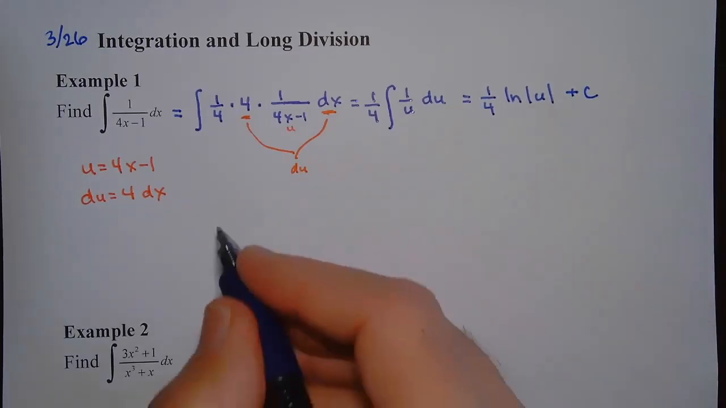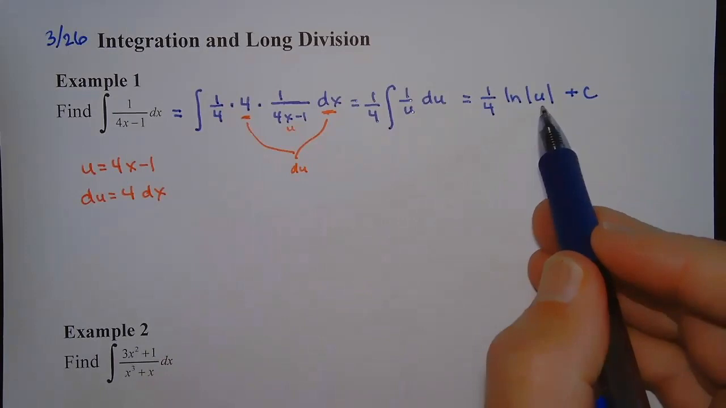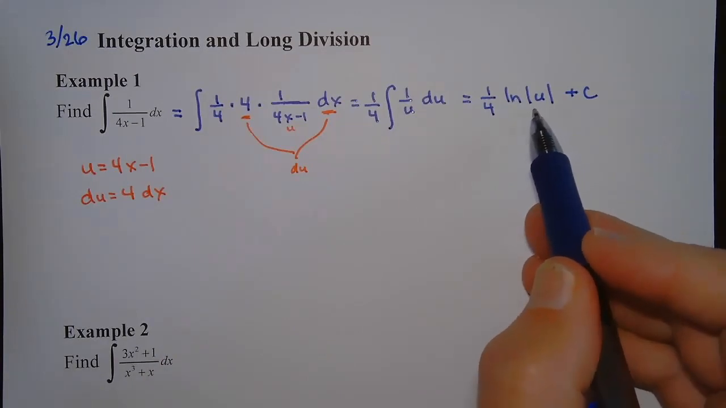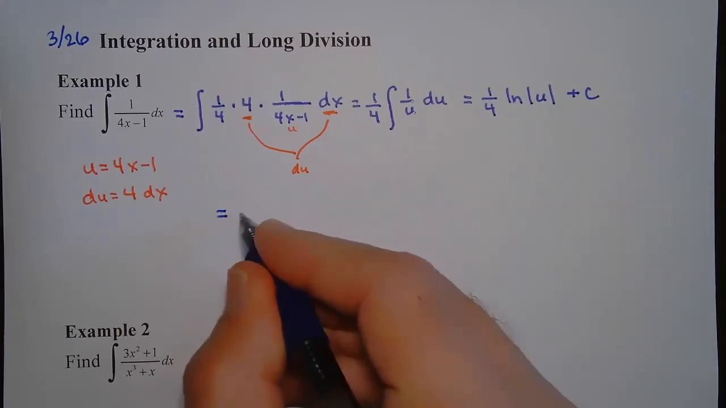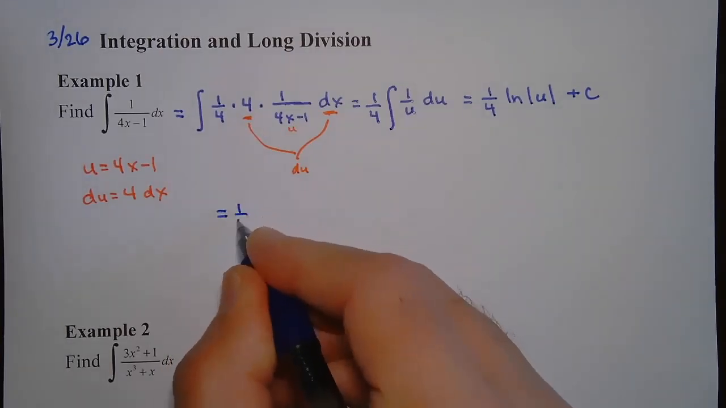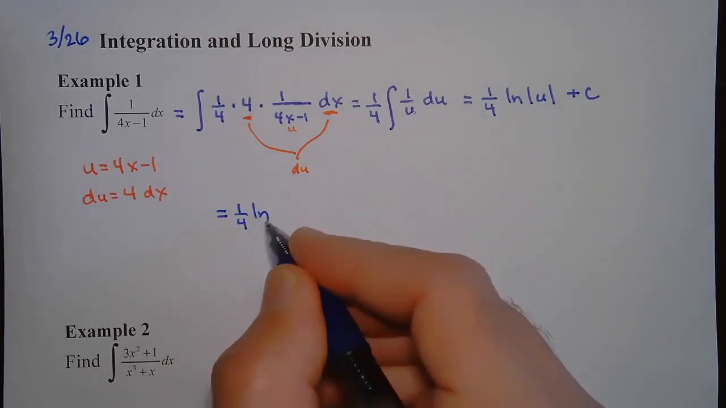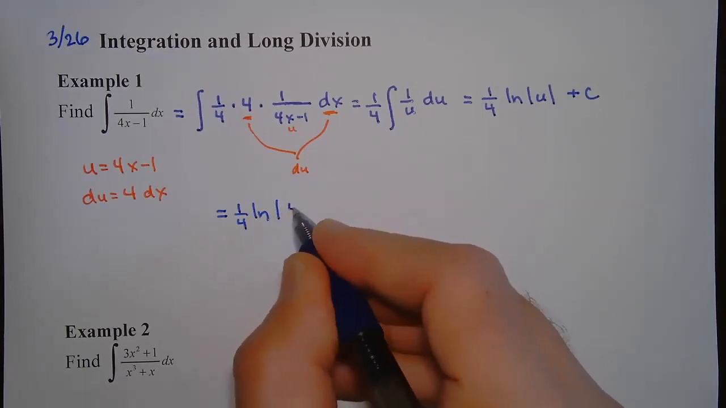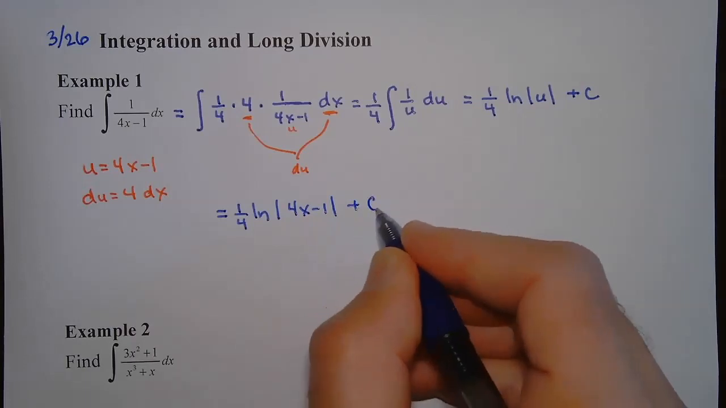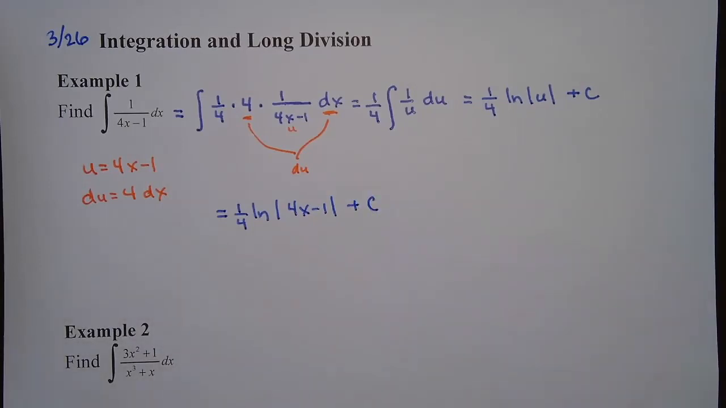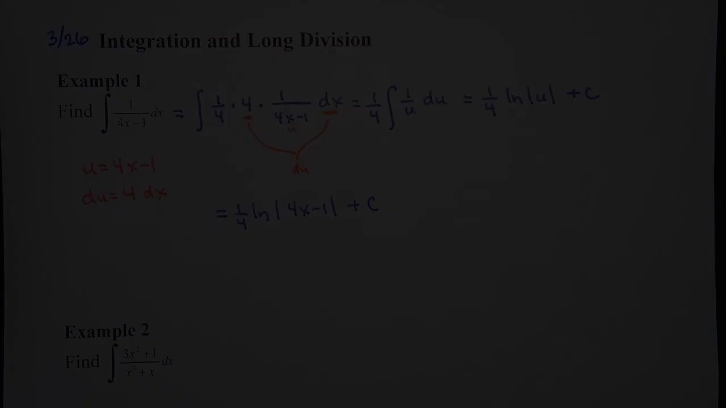Then for the final answer we have to replace the u with what it's equivalent to, which is 4x minus 1. So our final answer would be 1/4 the natural log of the absolute value of 4x minus 1, plus your constant c. And that's the first example.